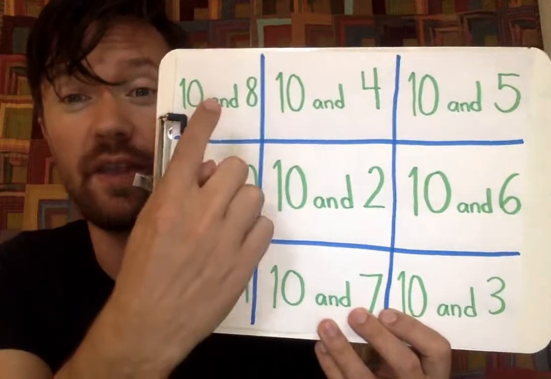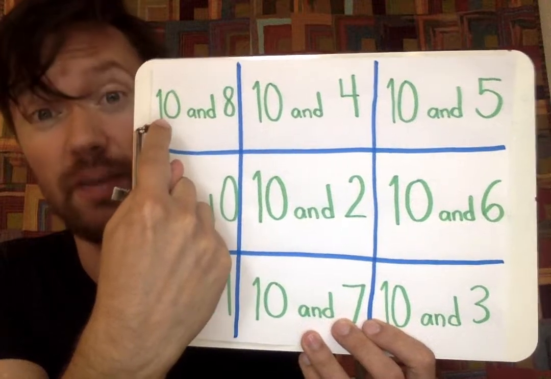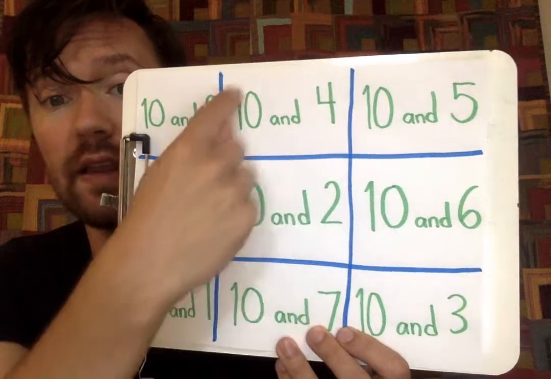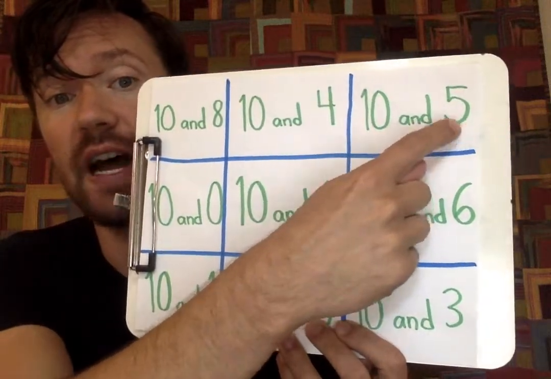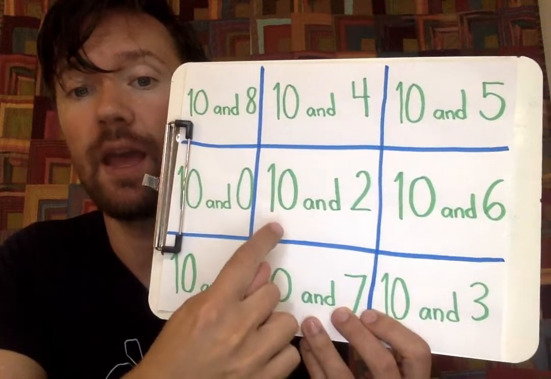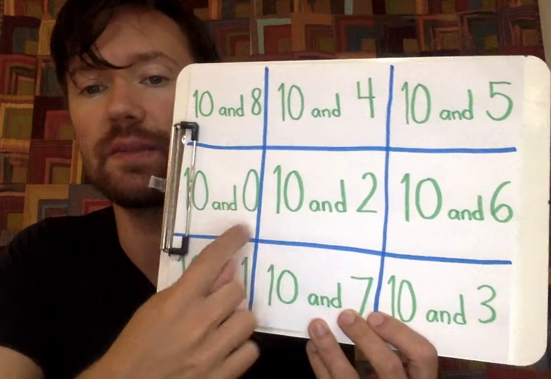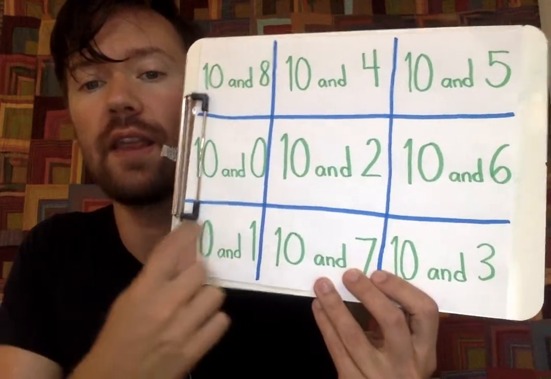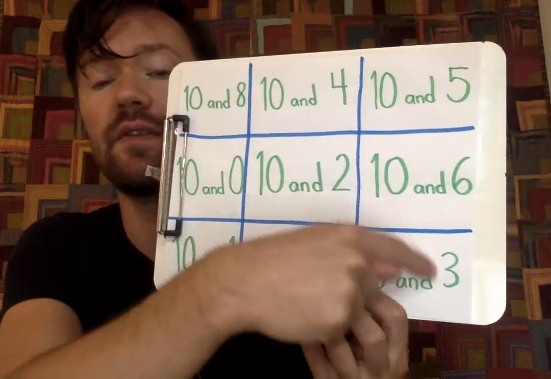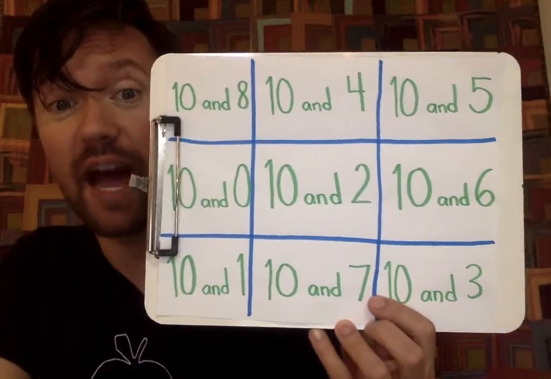Also, I'm going to say all of them now just to rehearse in my brain and practice. You can read them with me as well. Ready, set, read. 10 and 8, 10 and 4 in this space, 10 and 5 in this space, 10 and 6 in this space, 10 and 2 in the middle space, 10 and 0 in this space, 10 and 1 in this space, 10 and 7 in this space, and 10 and 3 in this final corner space. So that is your bingo board. Once you have that, you're ready to play.